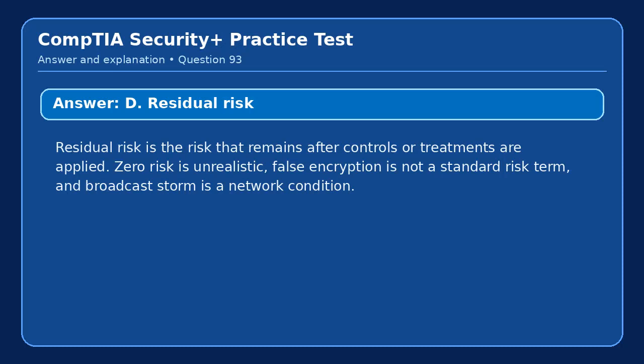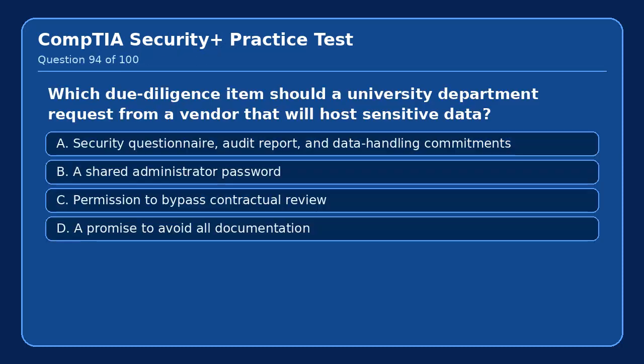Question 97. Which contract clause helps a data analytics unit verify a vendor's security controls over time? A. No logging requirement. B. Unlimited anonymous access. C. Right to audit. D. Permanent waiver of review. Take a moment to choose your answer. The answer is C. Right to audit.